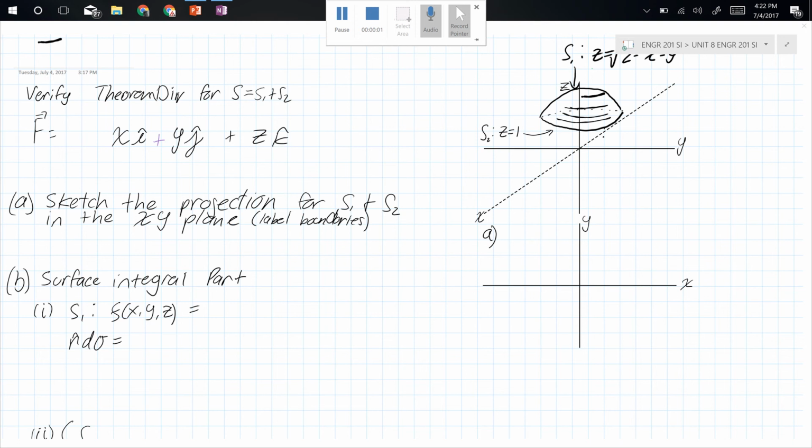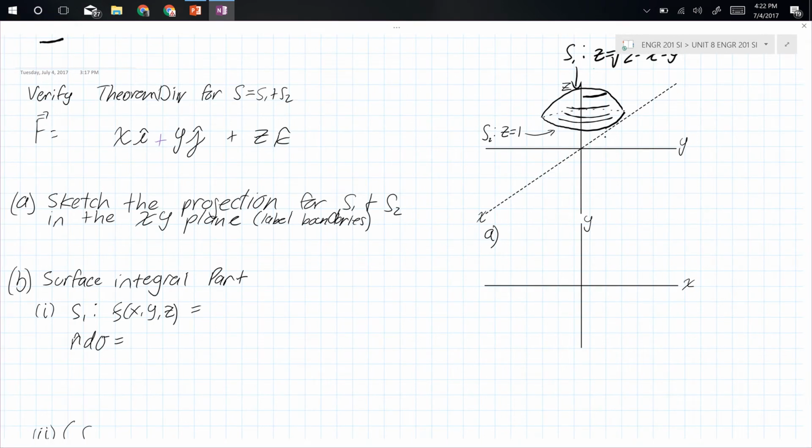Hello everyone. I'll be going over the divergence theorem, and we'll be verifying it using previous methods, where we use n hat d sigma with F and surface integrals. Then we'll do the volume integral, which is the divergence theorem, to prove that they can both work.